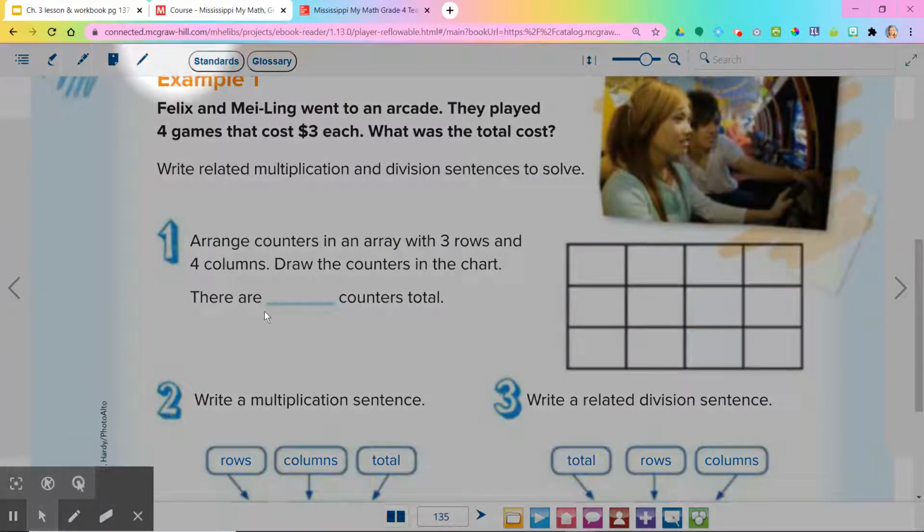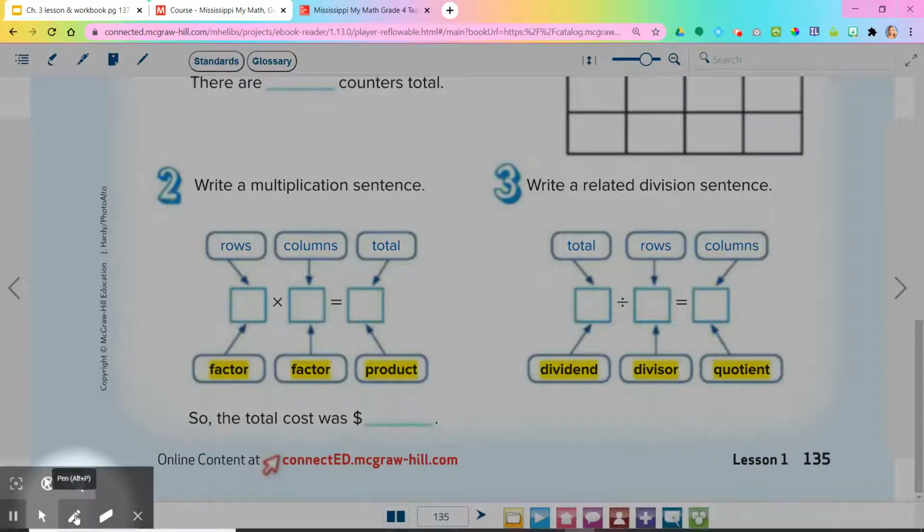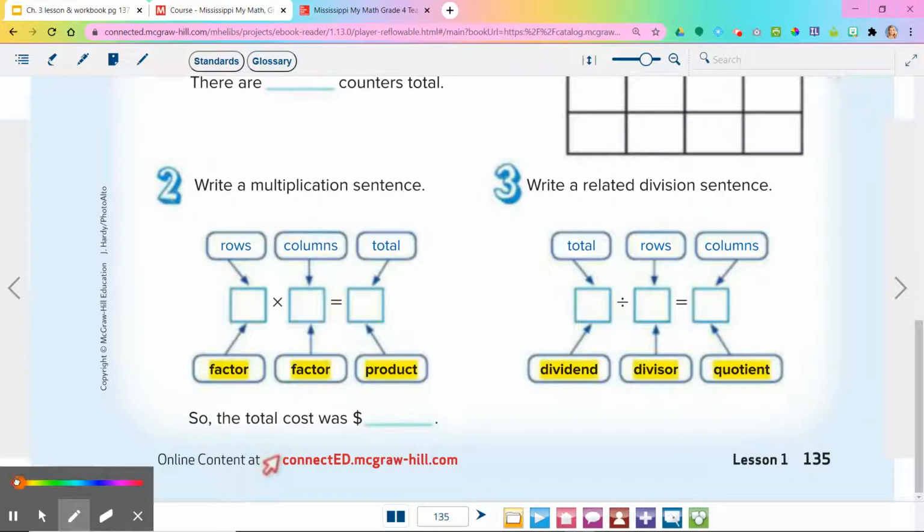So let's take a look at what this means for our related multiplication sentence. So we have 3 rows, I have 4 columns, and the total, 3 times 4, is 12. Now you do need to know that 3 and 4 are my factors. And remember, factors are 2 numbers that are multiplied together. My product is the answer to a multiplication problem.